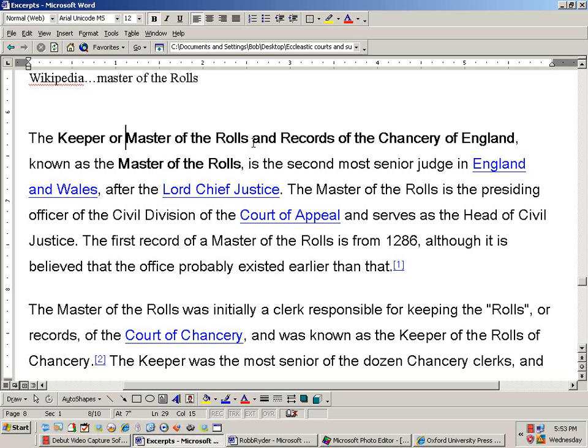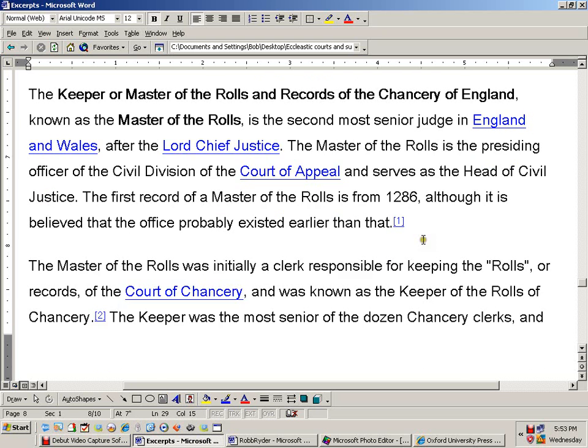So he has a court and serves as the head of the civil justice. So you can take it to him. He's got the same power as a chancellor. The first record of Master of the Rolls is 1286. Those believe the office probably existed earlier than that.